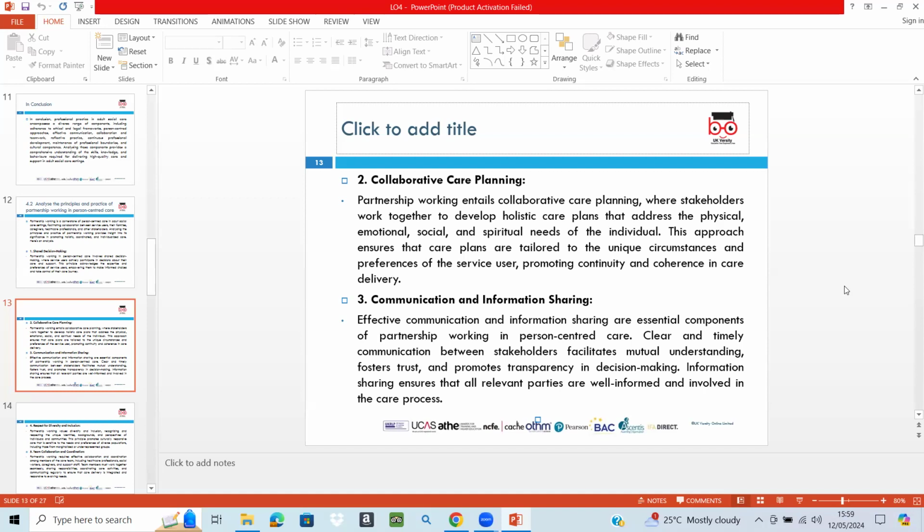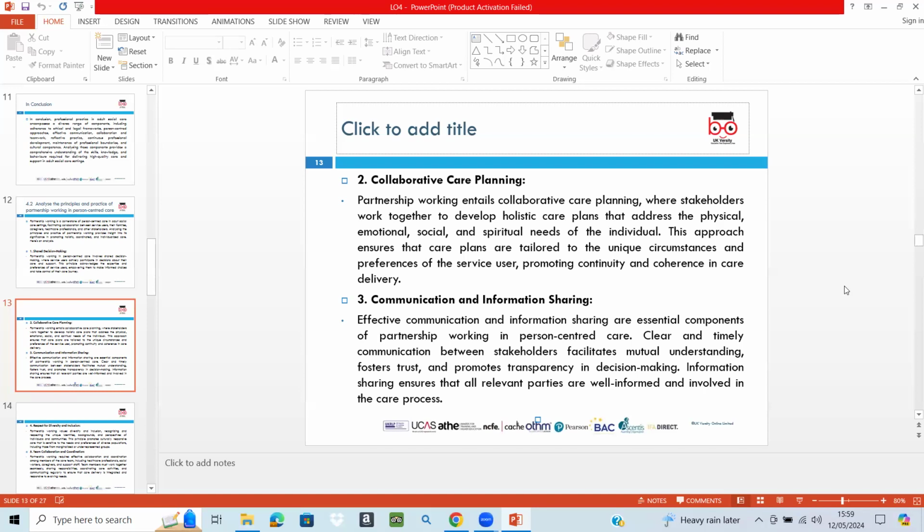Then, communication and information sharing. Effective communication and information sharing are vital components of partnership working in person-centered care. Clear and timely communication between stakeholders facilitates mutual understanding, strengthens the relationship, and builds trust among all parties involved in the care of the individual.